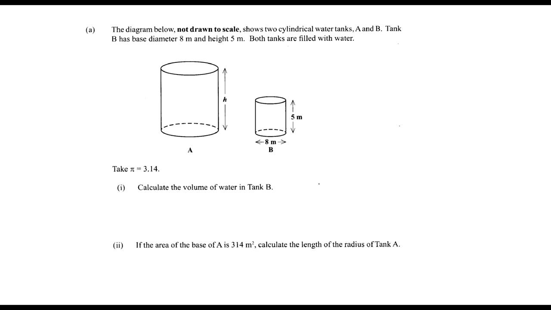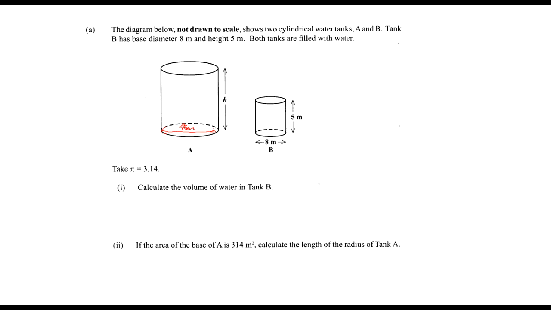Okay, so we have the diagram below, not drawn to scale, that shows two cylindrical water tanks, A and B. Tank B has a base diameter of 8 meters. So what they are saying is that from here to here is 8 meters. So don't confuse diameter with radius, right? Tank B is the one that has 8 meters. Both tanks are filled with water. Calculate the volume of the water in tank B.